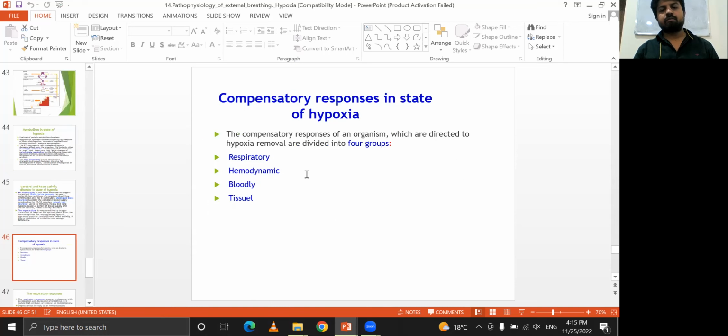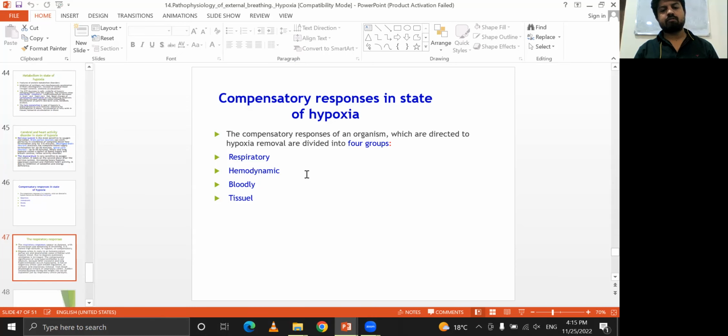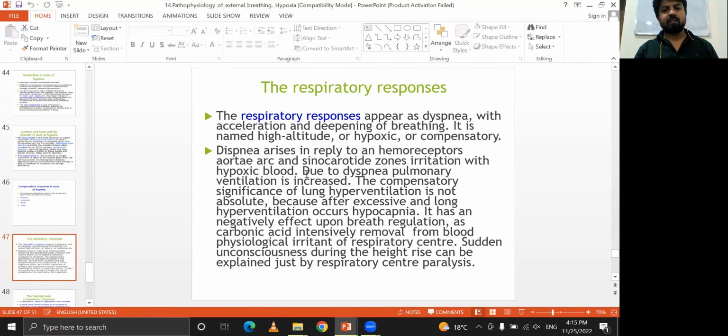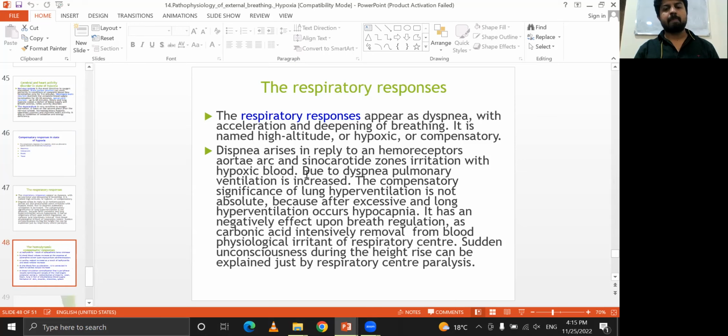The compensatory responses in state of hypoxia are respiratory, hemodynamic, blood, and tissue. The respiratory response appears as dyspnea, which is acceleration and deepening of the breath. It is named high altitude or hypoxic or compensatory dyspnea, because dyspnea arises from the chemoreceptors of the aortic arch and the sinocarotid zone. The sinocarotid zone includes the baroreceptors, the pressure receptors, which maintain the blood pressure and the regulation of the blood flow.